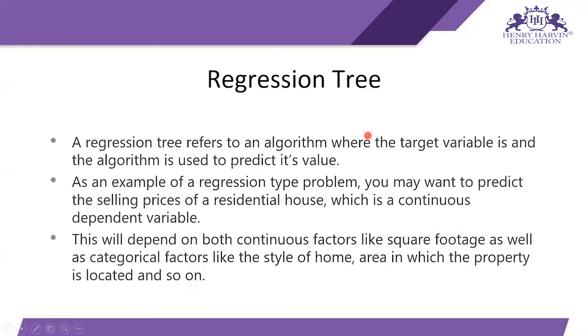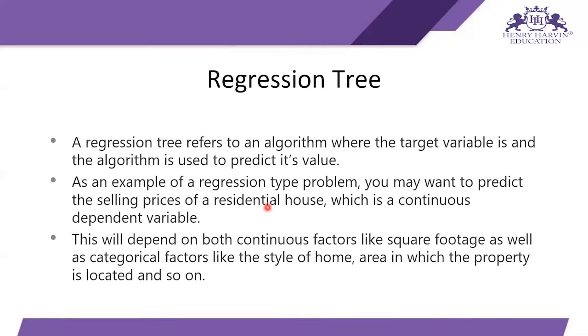Next, regression tree. A regression tree refers to an algorithm where the target variable is continuous and the algorithm is used to predict its value. As an example of a regression tree problem, you may want to predict the selling prices of a residential house, which is a continuous dependent variable. So basically, a regression tree refers to an algorithm where we have to predict values like 1, 2, 3, 4, or some float type values.